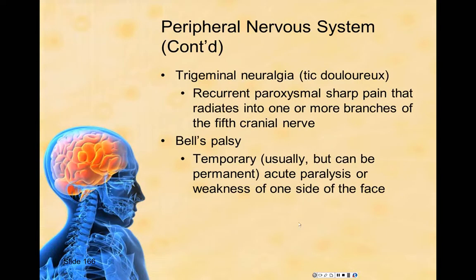Trigeminal neuralgia, recurrent paroxysmal sharp pain that radiates into one or more branches of the fifth cranial nerve. You may see patients coming in with this recurring pain in the fifth cranial nerve. And then Bell's palsy is something that you'll run across fairly often. Usually it is temporary, but it can be permanent. It's an acute paralysis or weakness of one side of the face.